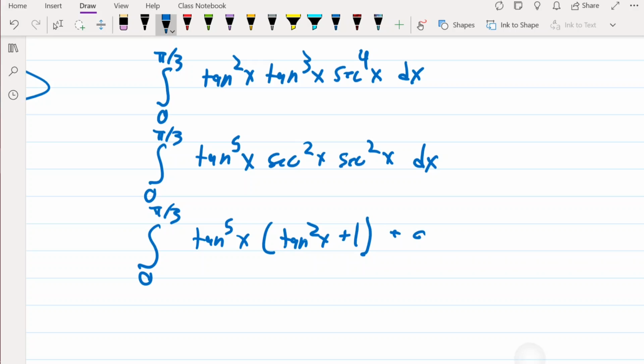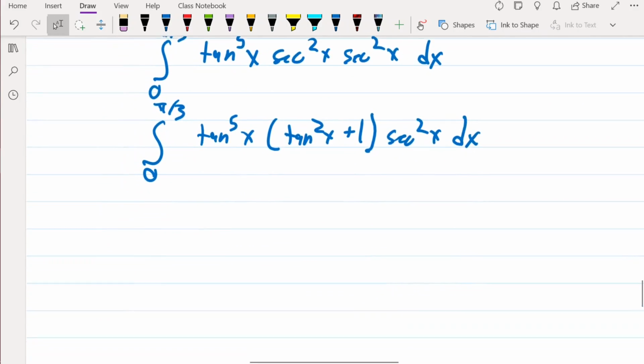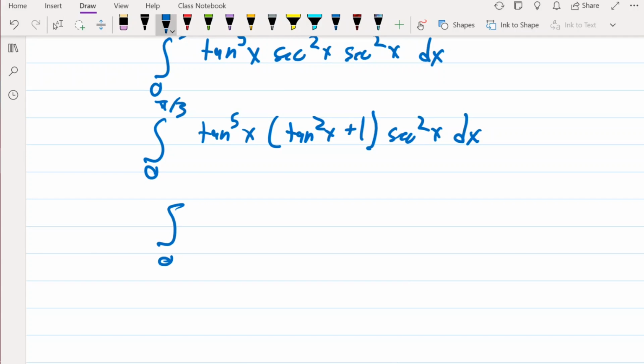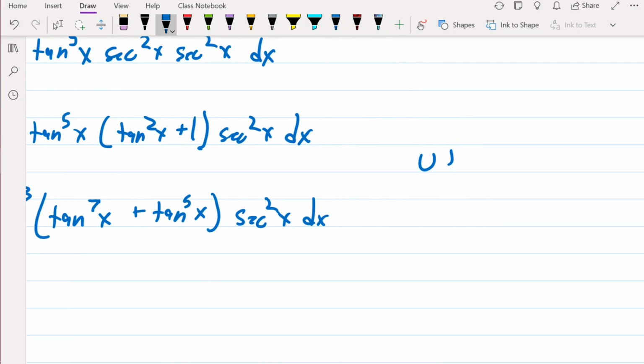Okay. No, and that's not going to be a plus. It's just going to be secant squared x dx. Okay, so we substituted secant squared x with tan squared x plus 1, the correct way this time. Now we're going to distribute. So we went from 0 to pi over 3 of tangent of 7x plus tangent of 5x times secant squared x dx, where we're going to set u equal to tangent of x, and then that will mean du equals secant squared x dx.